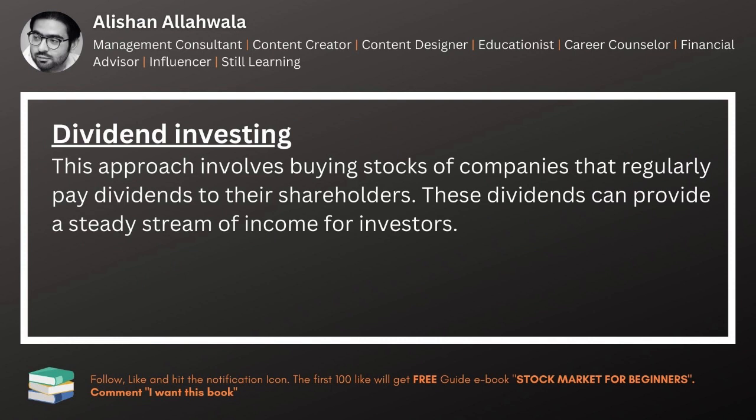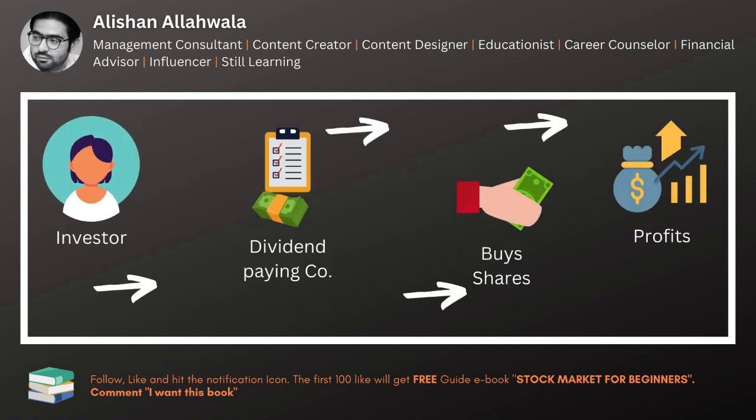Dividend investing. This approach involves buying stocks of companies that regularly pay dividends to their shareholders. These dividends can provide a steady stream of income for investors. An example of dividend investing would be if an investor buys stocks of companies that regularly pay dividends to their shareholders. Dividends are payments made by a company to its shareholders, usually in the form of cash or additional shares of stock. For example, let's say an investor is interested in generating income from their stock portfolio and decides to focus on dividend investing.